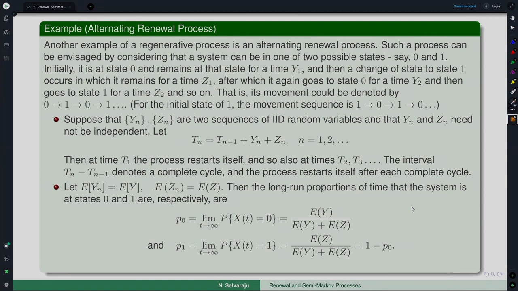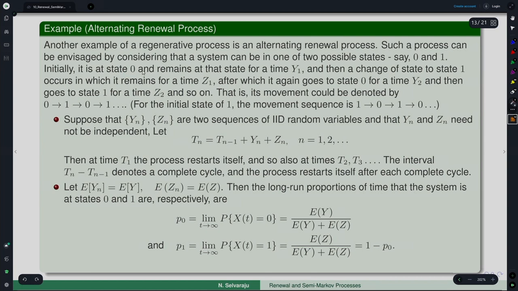Another example is the alternating renewal process, which we described earlier when we talked about renewal processes, and which is a regenerative process. You can think about this process as a system that can be in one of two possible states, say up state and down state, or working state and repair state, and so on. So, let us call them state 0 and 1.